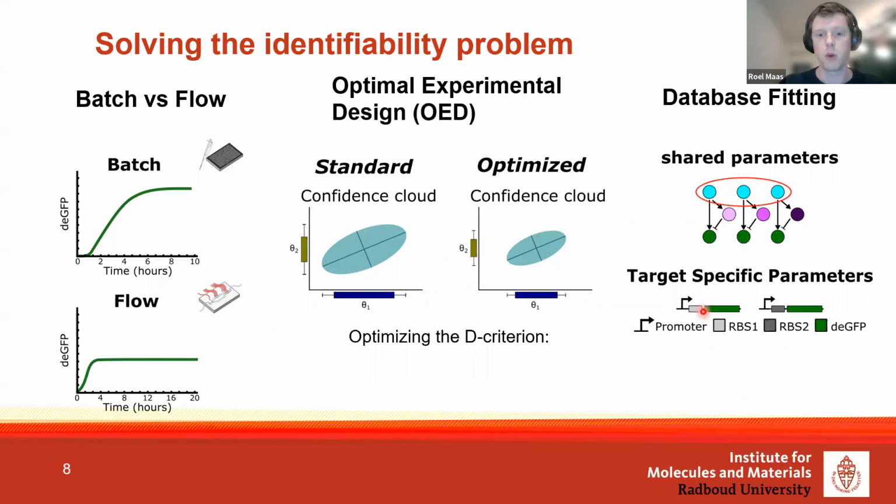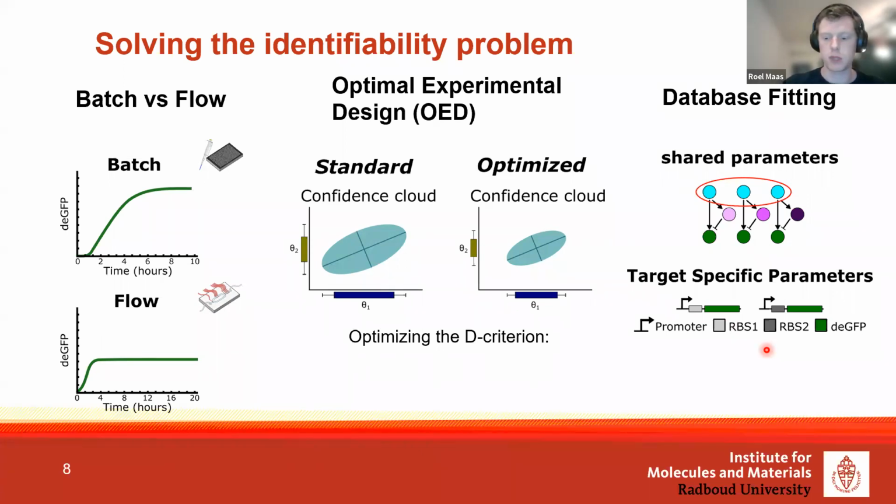For example, when you take twice the same construct, but you only change the parameters on the binding side, this would only have an effect on the translation parameters, whereas the transcription parameters or the regulation parameters will stay all the same. So in this way, you can target specific parameters to improve the estimation of those.